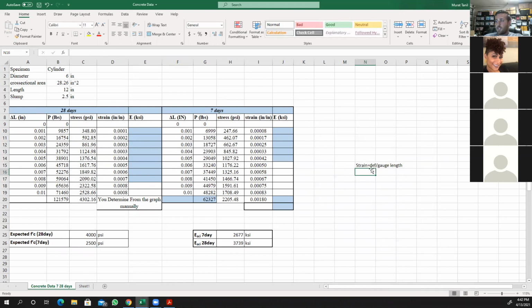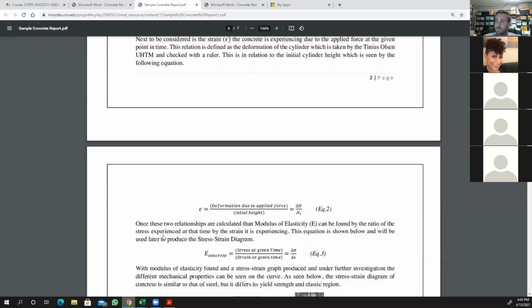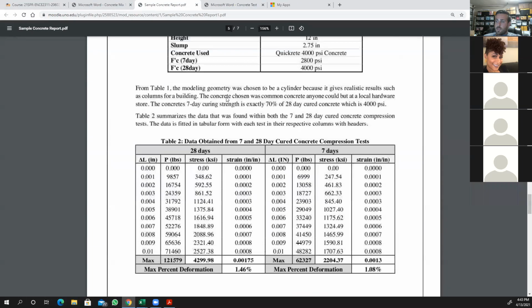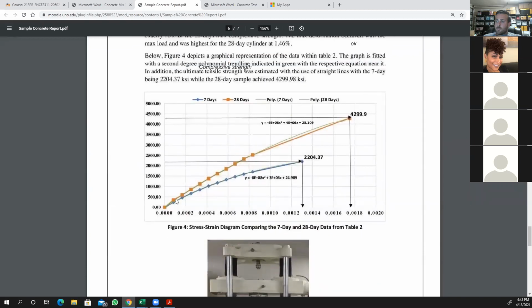So now I know the gauge length. I know the strain. I'm going to solve for deformation. 0.0216. Let's go back to the graph. Once you get this graph and get your strain number, you can go back to your spreadsheet and calculate the deformation. Any question on the calculations so far?